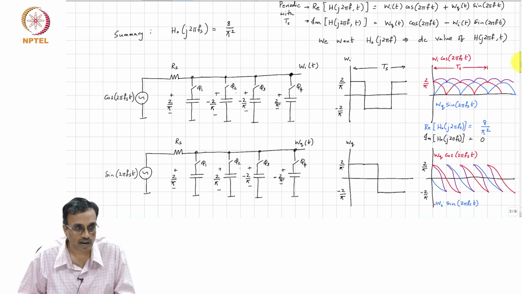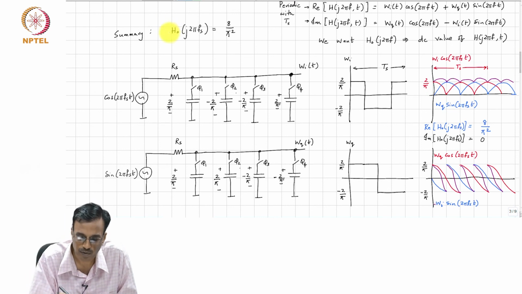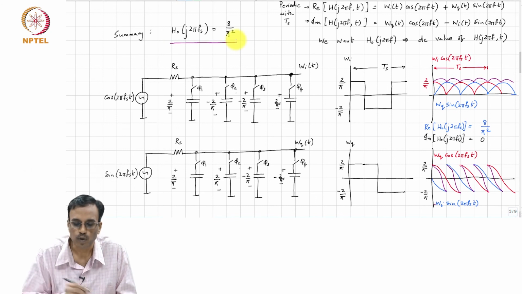It is not quite 1, right. Pi square is close to 10. So, you can see that there is some loss involved, and that is a deviation from a passive LC network, one of the many deviations from a passive LC network. Okay. The interesting thing is that when the input frequency is Fs, the harmonic transfer function is basically 8 over pi square.